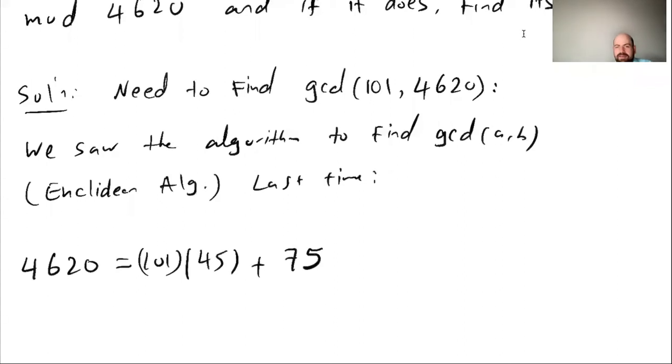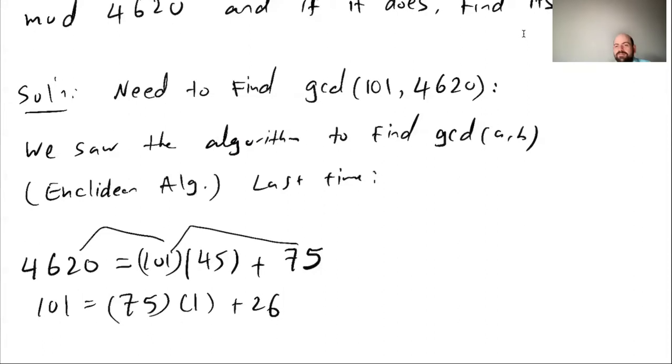Now in the next step, I have to divide 101 by 75. 101 is 75 times 1 plus 26, right? Because we saw that, if I'm calling these M and A, the GCD of M and A was the same as the GCD of M and this R. So that's why we divide M by R in the next step.